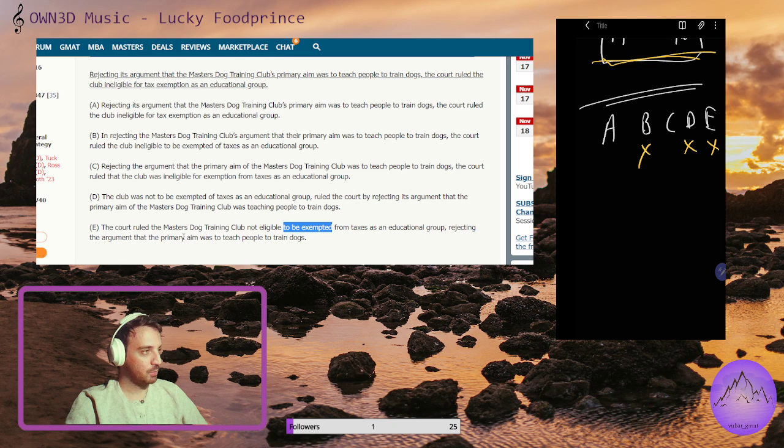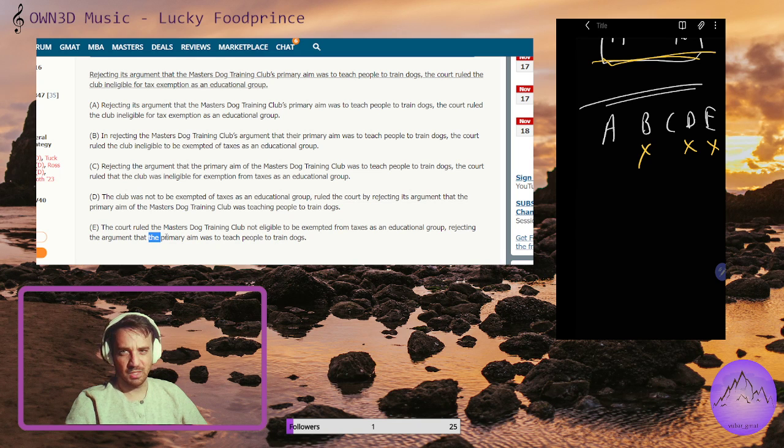Anyway, rejecting the argument that the primary aim. Yeah, and that's the other thing, the primary aim. I believe this is an improper possessive. So this should say their primary aim, referring to the primary aim of the Masters Dog Training Club. So the court ruled the Masters Dog Training Club, blah, blah, blah, rejecting the argument that their primary aim was to teach people to train dogs.